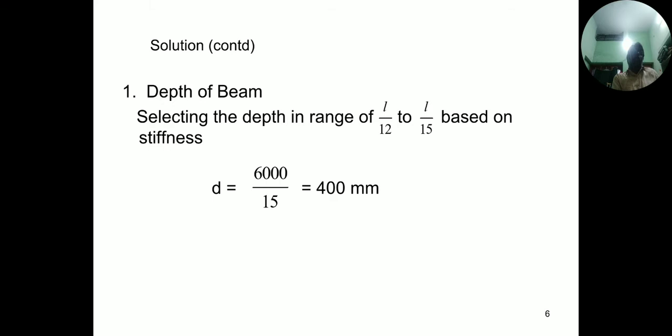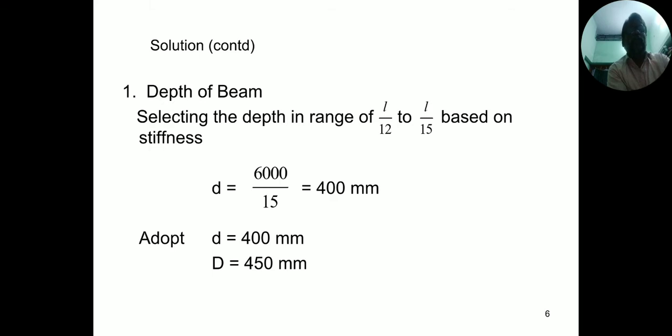The range you have to take is L by 12 to L by 15. Here D is equal to L by 15, which gives 400. Adopt D is equal to 400 mm. Overall depth is equal to 450 mm, assuming 50 mm effective cover.